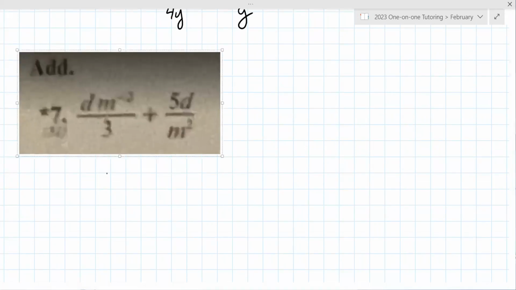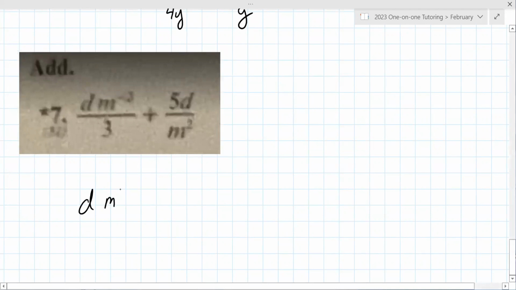All right, let me just rewrite this bit. So d to the m minus 2, it's a 2, isn't it? 2 over 3 plus 5d.